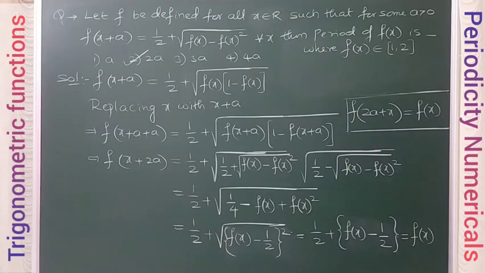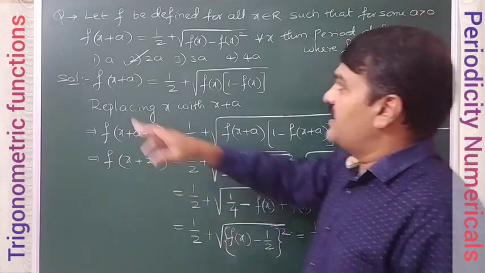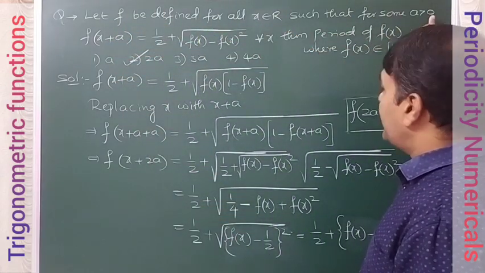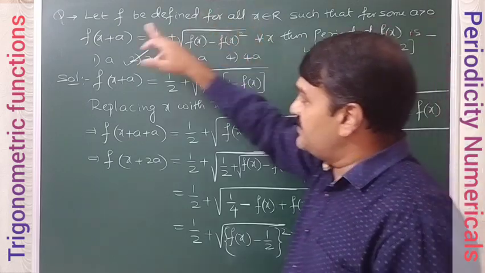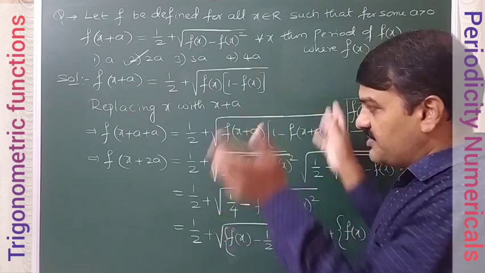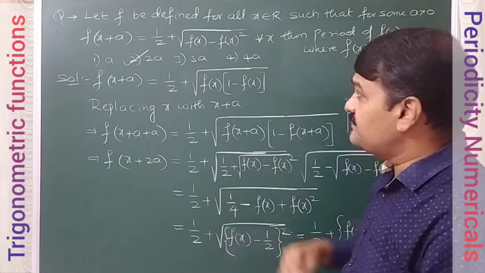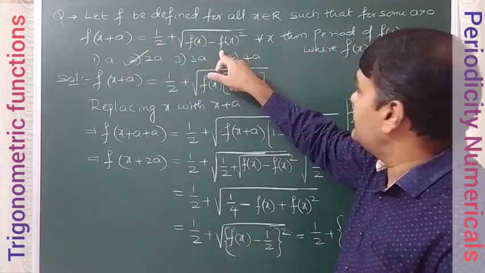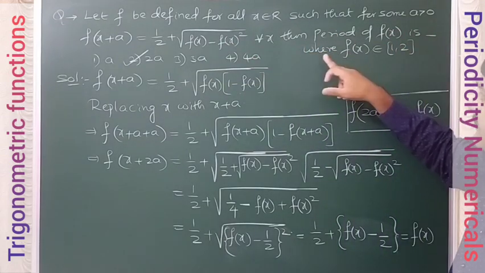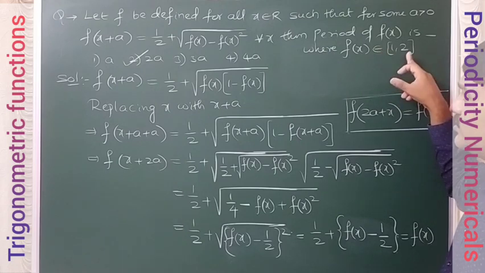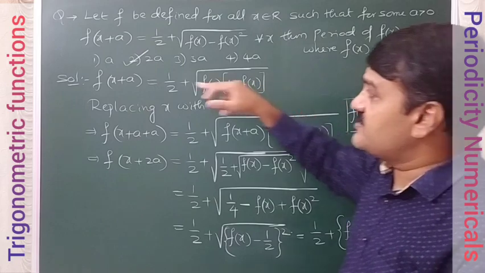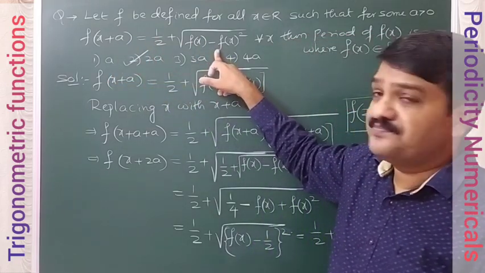Okay, so this is the next question on the board. F is defined for all x belongs to R, for some a greater than 0, a is positive. This is the function given. So this is actually a pre-solved problem you have on the board. So this is the function given for all x. Then the period of f of x is required. F of x belongs to [1, 2], this is also included. So f of x plus a is given like this.